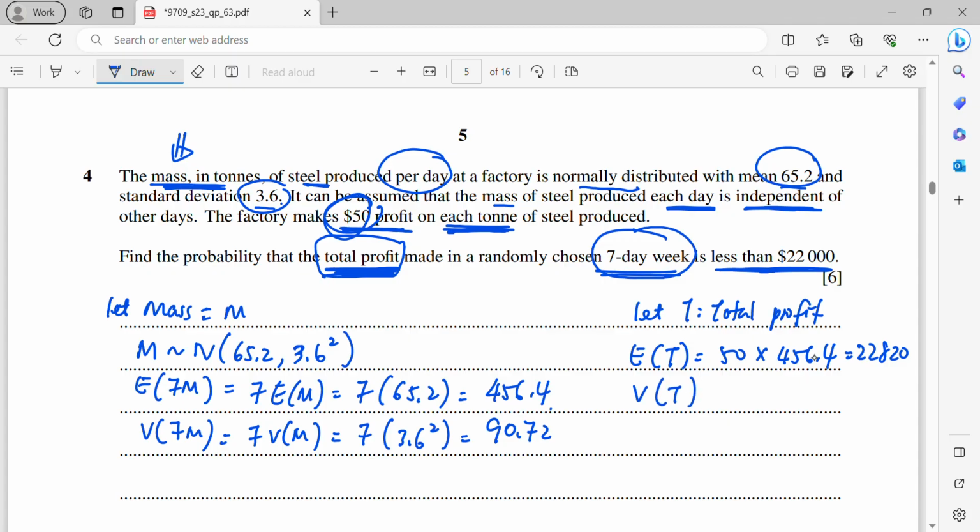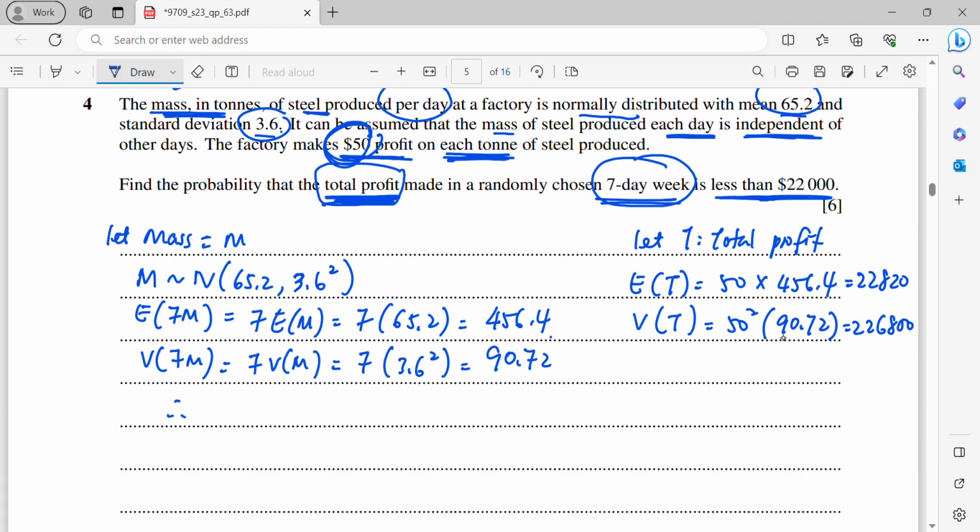Then the variance of profit will be 50 squared, because it is $50 per ton, times 90.72, which will be 226,800. Okay, so from here I will say that my total profit, T, is normally distributed with mean 22820 and variance 226,800. And now you need to count the probability that the total profit is less than this amount. So now P(T less than 22000).